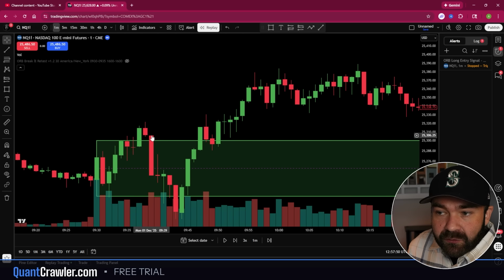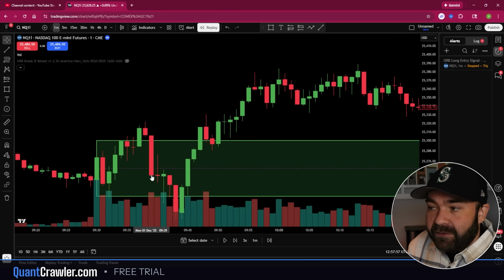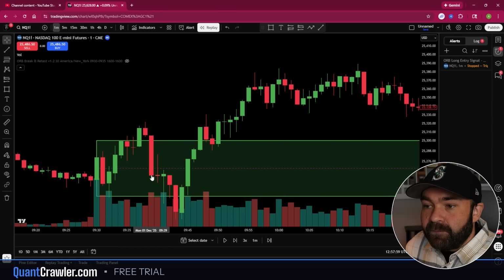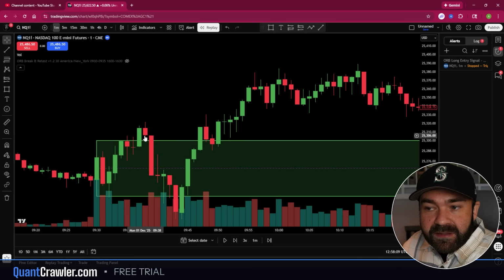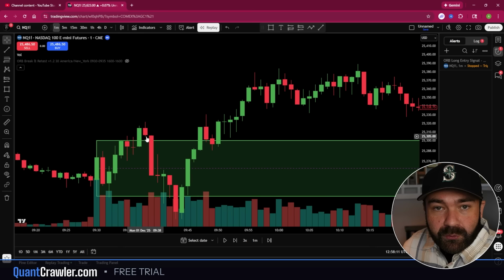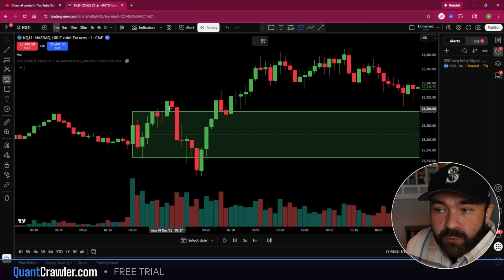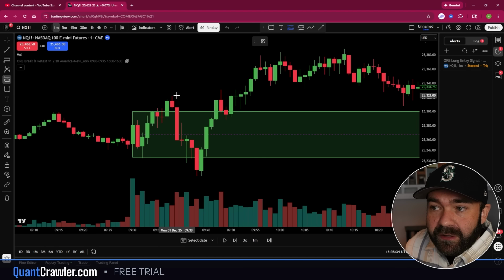Well, this candle right next to it alone, 25,306 all the way down to 25,260. So this one candle in 1 minute moved over 40 points. So this right here is not a big enough breakout for me to call this a break on my break and retest. But if you want to classify this as a break, you would have waited for this to retouch the zone right here.